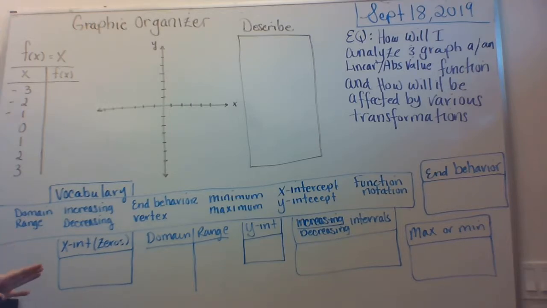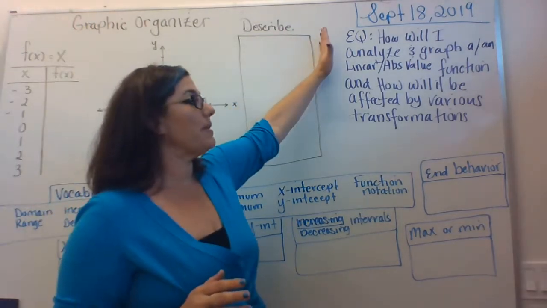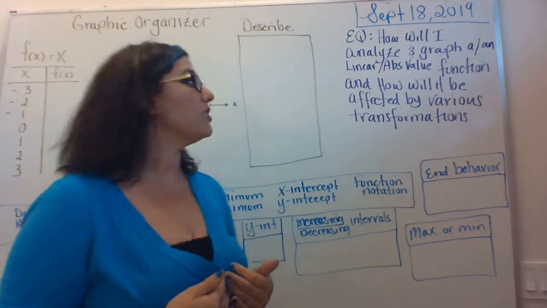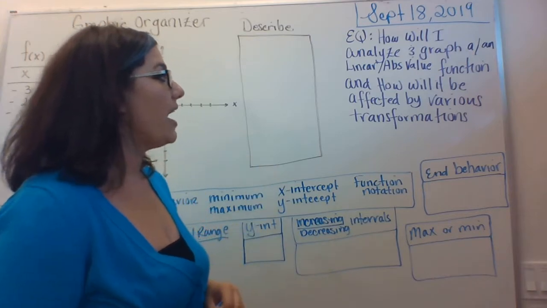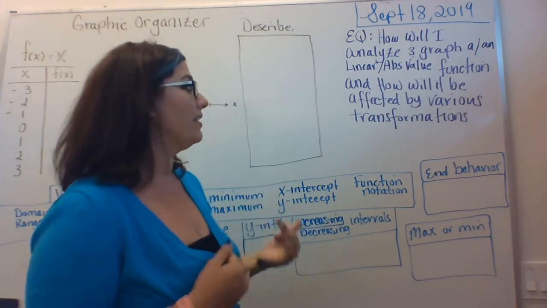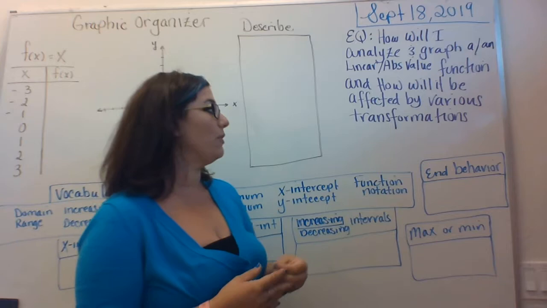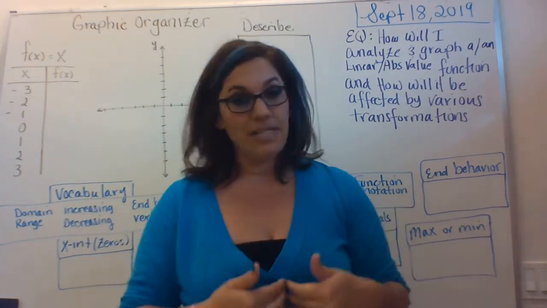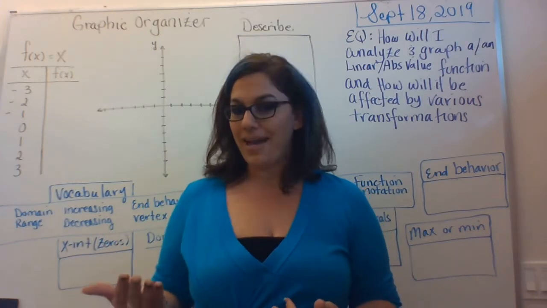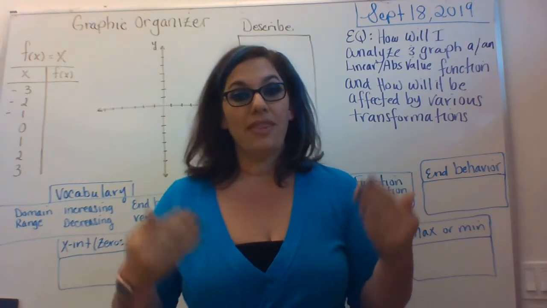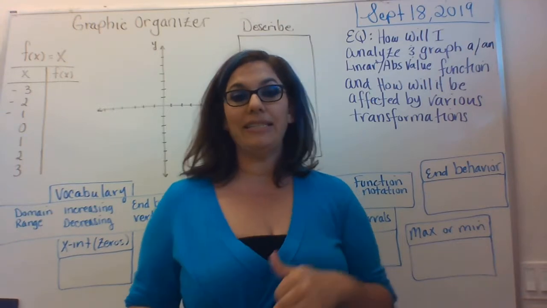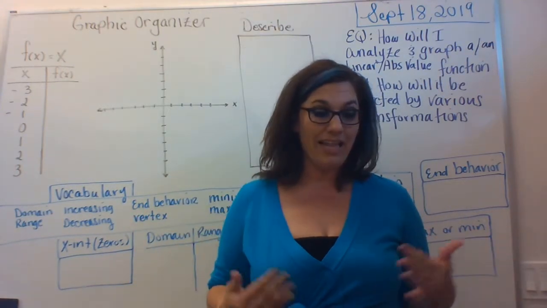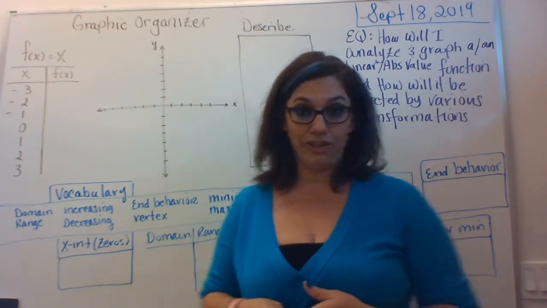I also want to let you guys know as we begin this, we have an essential question that we're going to be working our way towards at the end of this unit. How will I analyze and graph a linear and an absolute value function, and how will it be affected by various transformations? So we're starting off with 2 functions simultaneously. We've already learned about lines, and I just want to make sure that's really solid. And then we're going to instantly switch over to absolute value functions where the transformations get really fun and they're easier to see than they are in linear functions.